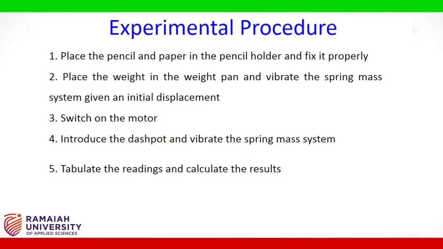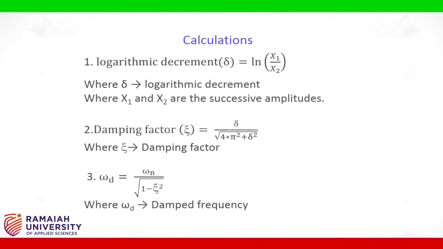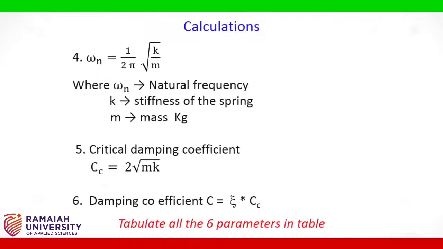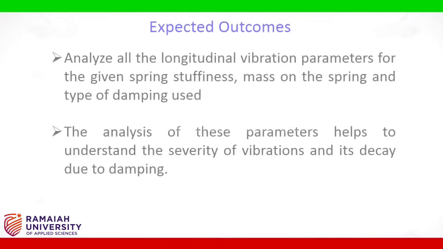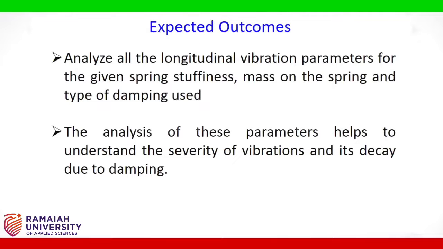Vibrate the spring mass dashpot system by giving initial disturbance. Wait till the given vibrations decay completely due to damping in the hydraulic oil. Record the decrement in amplitude of vibration using paper-pencil setup. Using this decrement, all vibration parameters can be calculated using the standard formulas. The analysis of these parameters helps us to understand the severity of vibrations and its decay due to damping.